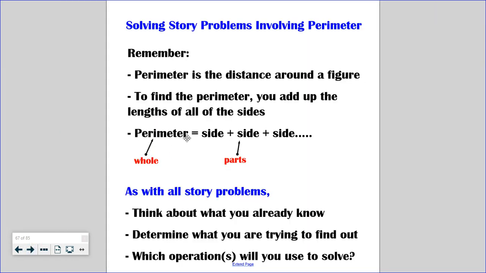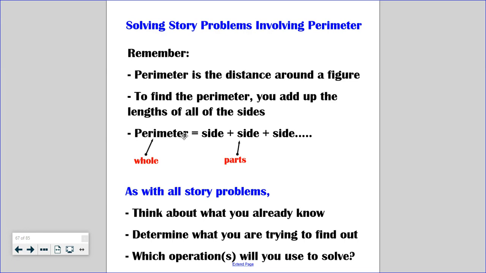So what do we need to remember? First of all, we need to remember that perimeter is the distance around a figure. So to find the perimeter, you add up the lengths of all the sides. So essentially, perimeter equals side plus side plus side, however many sides there are. Another way we can think about this is perimeter is the whole and the sides are the parts.